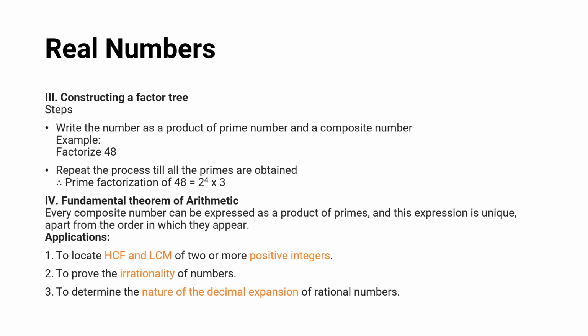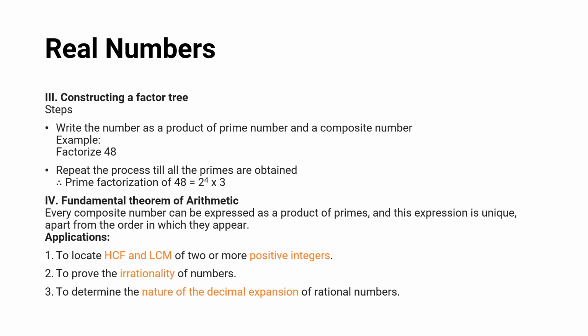Constructing a factor tree. Here are the steps. Write the number as a product of a prime number and a composite number. For example, let's factorize 48. Repeat the process till all the primes are obtained. Therefore, the prime factorization of 48 equals 2 raised to 4 into 3.